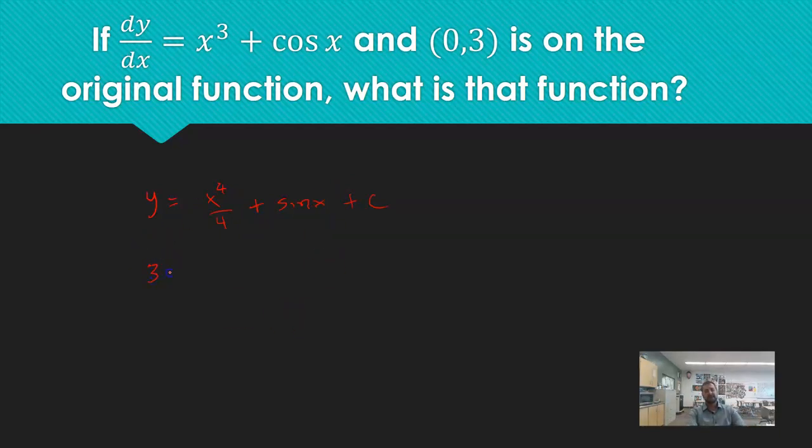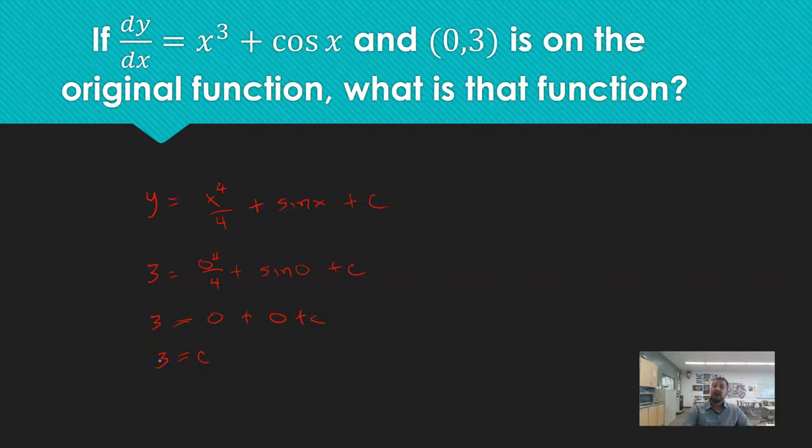Then what I do is I take my 3 and my 0 and I plug both of those in for x. 0 to the fourth divided by 4 is 0. Hopefully you remember from the trig unit that the sine of 0 is 0. So I get that c is equal to 3.